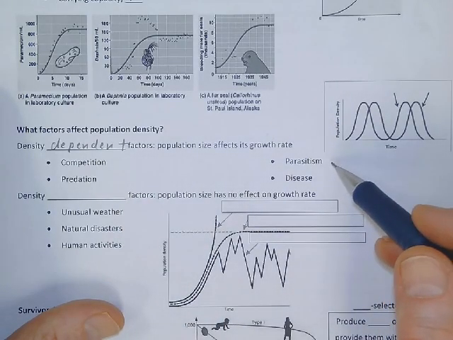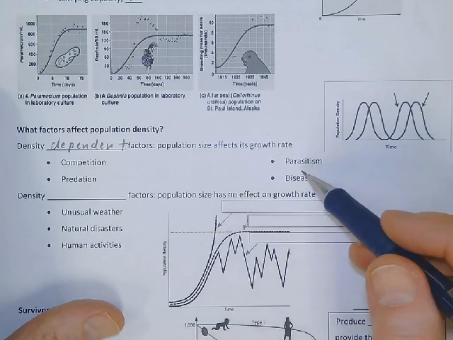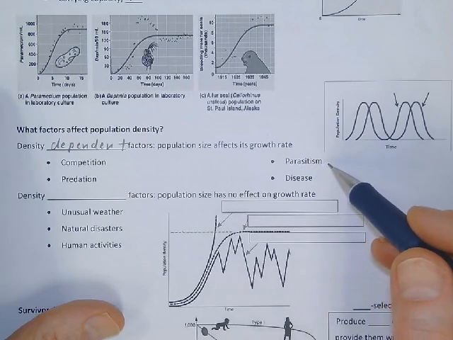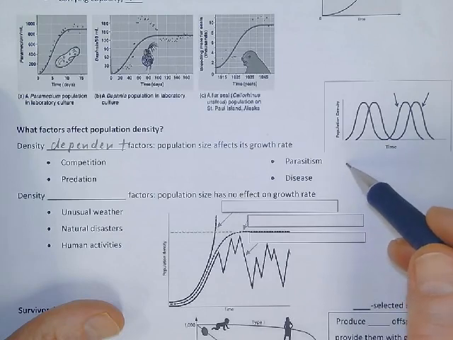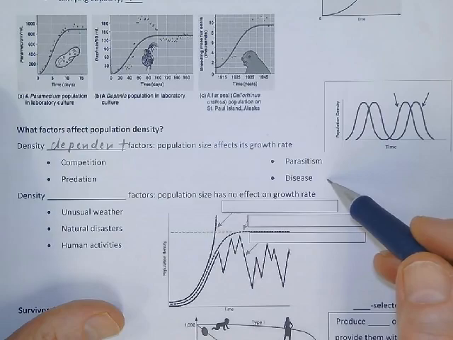Parasitism. When population density is high, it's easy for parasites to hop from host to host, and again, that's going to keep down the population. Same for disease.